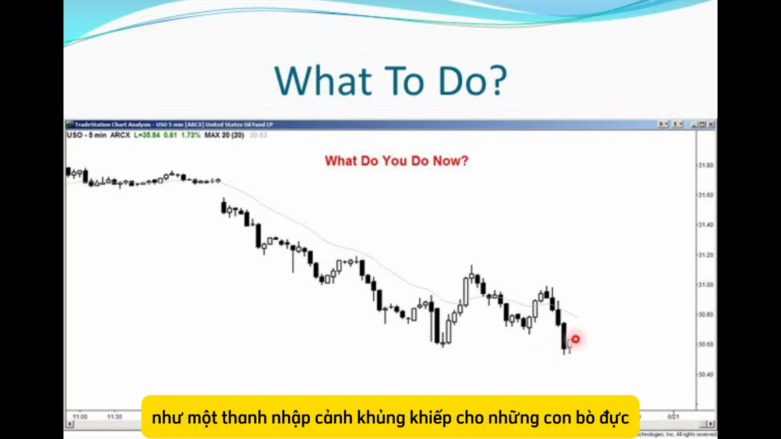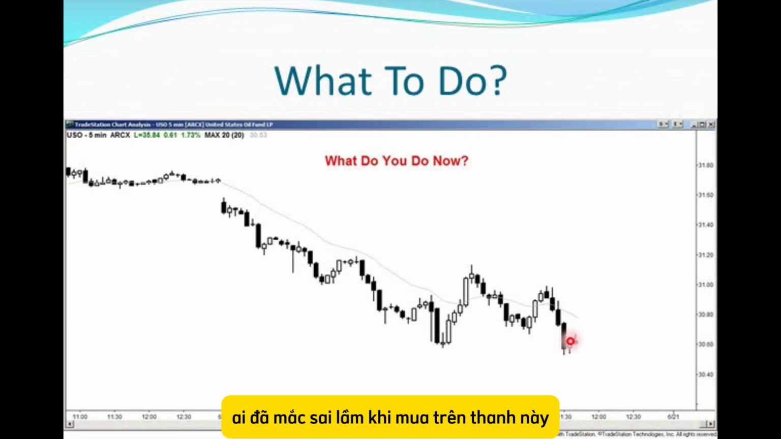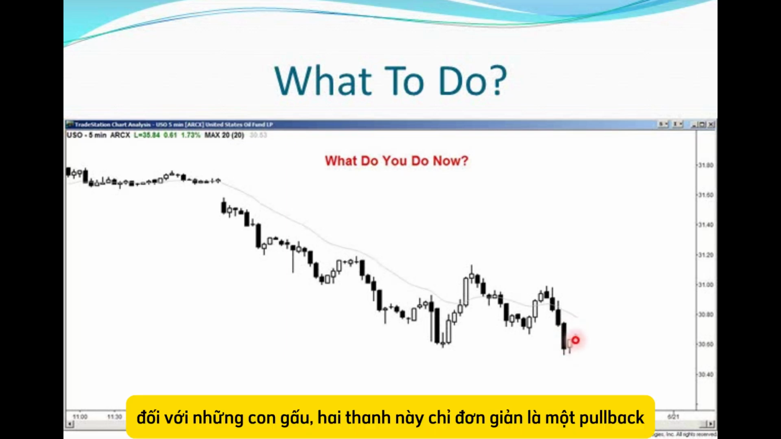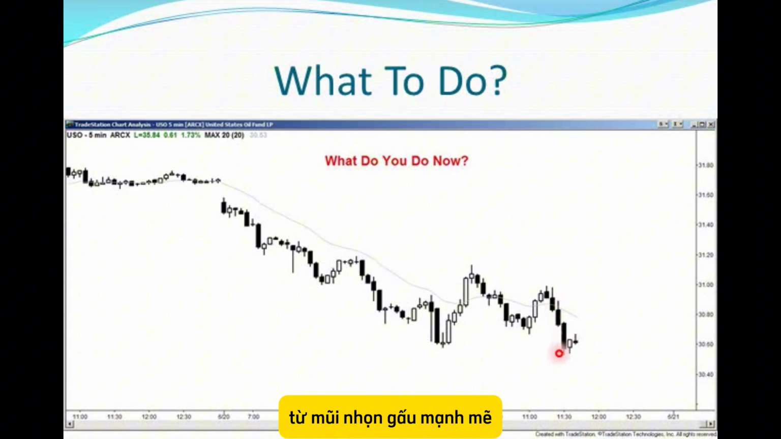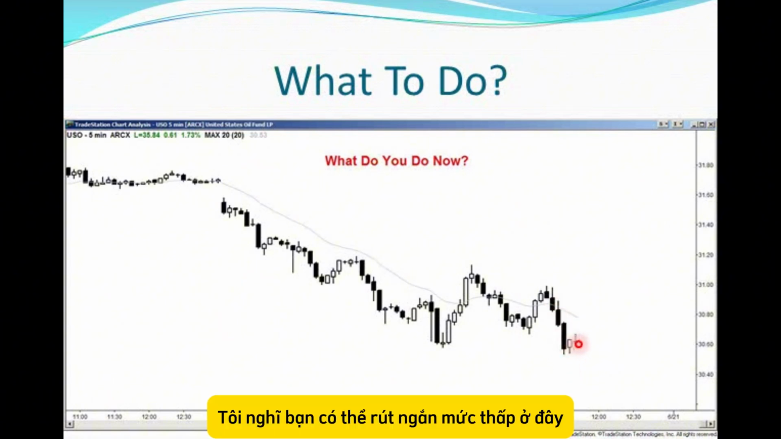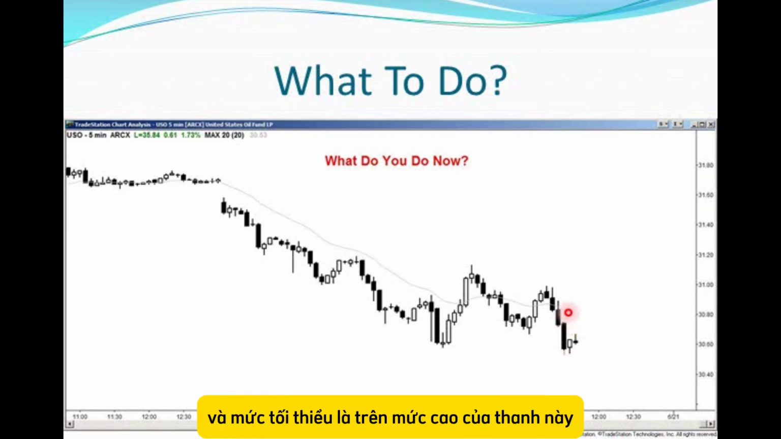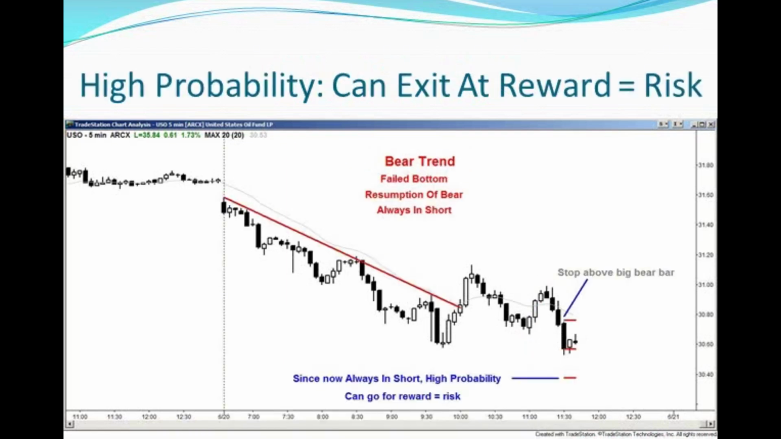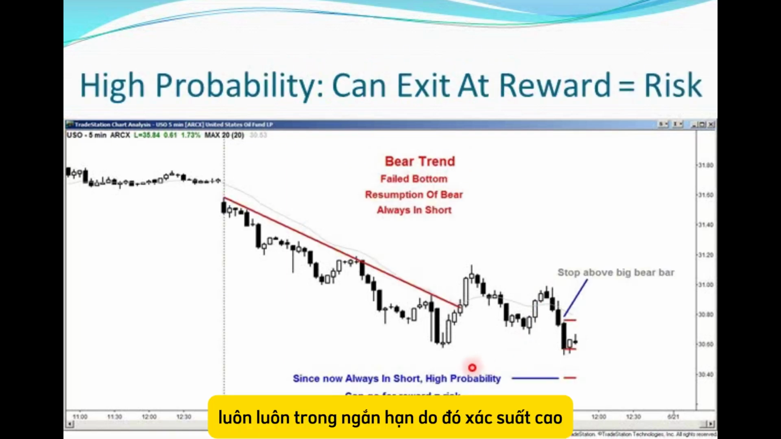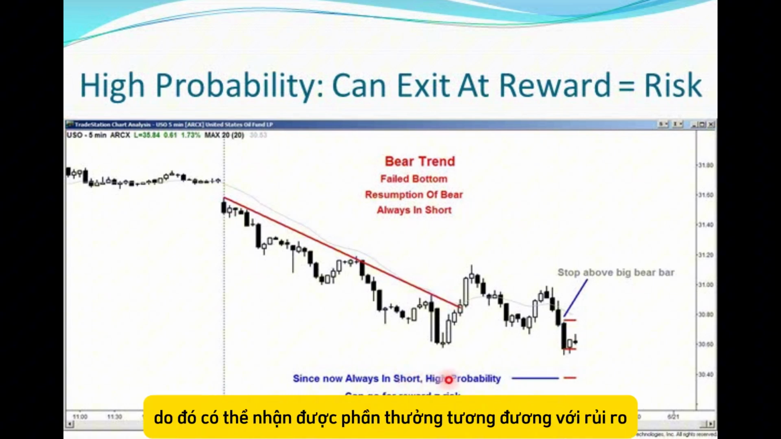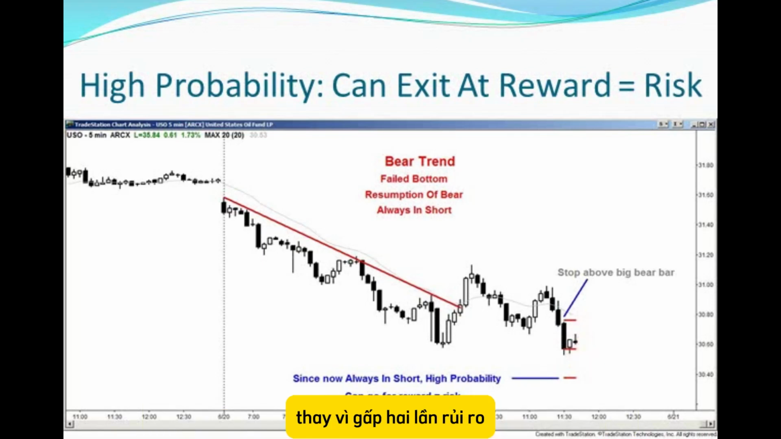That's a terrible entry bar for the bulls who made the mistake of buying above this bar. For the bears, these 2 bars are simply a pullback from this strong bear spike, this strong bear breakout. I think you can short that close. I think you can short the low one here. But your stop at a minimum is above the high of this bar, maybe all the way above the top of the bear spike. Always in short, therefore high probability, therefore you can go for a reward equal to the risk instead of 2 times the risk.